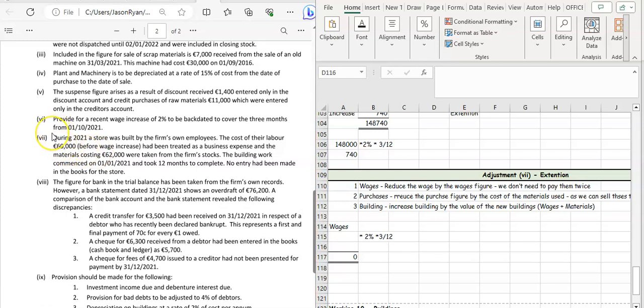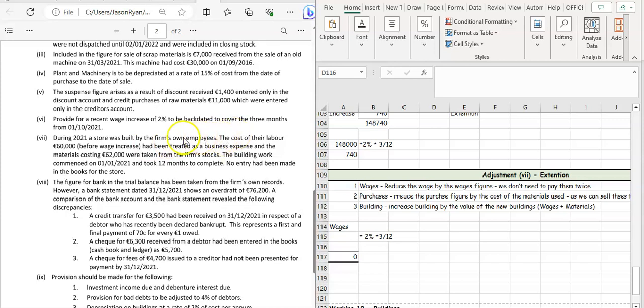Okay, so let's have a look at the 7th adjustment from McGuigan 2022 exam paper for manufacturing account. So it says during 2021 the store was built by the firm's own employees. So we're using our own employees. The cost of their labour was 60,000 before the wage increase. So we need to find out how much that wage increase is first.